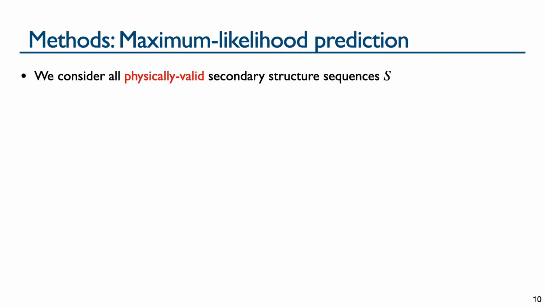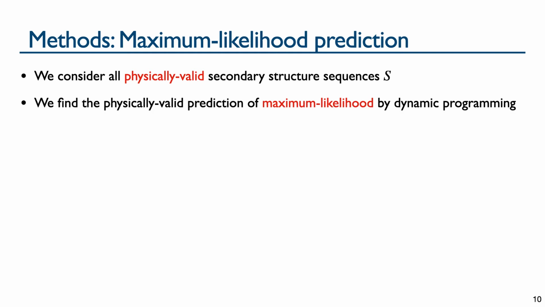These state probabilities are then used in a maximum likelihood prediction procedure. The procedure considers physically valid secondary structure sequences that satisfy minimum run length requirements of structure classes. We find the optimal physically valid structure sequence of maximum likelihood by dynamic programming. The maximum likelihood objective function that this algorithm optimizes is the following.